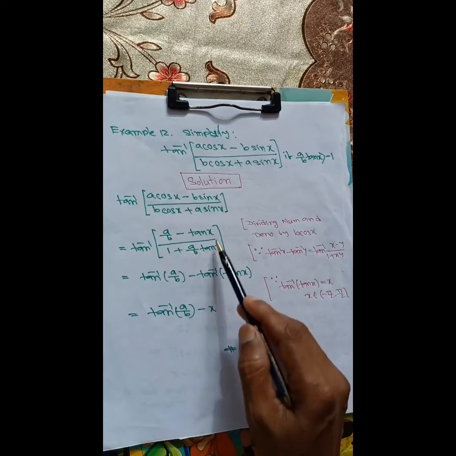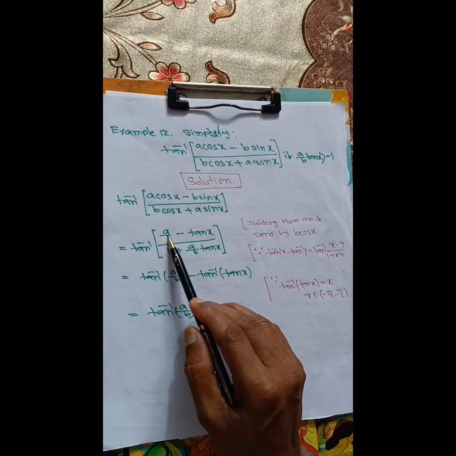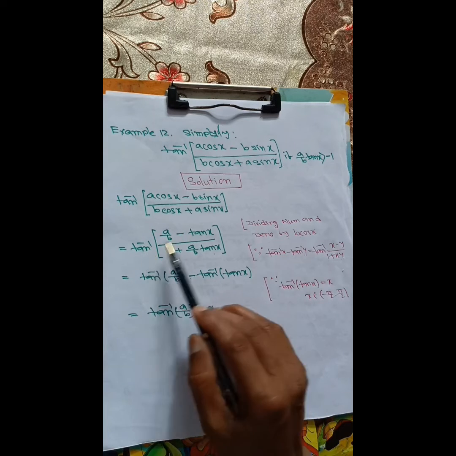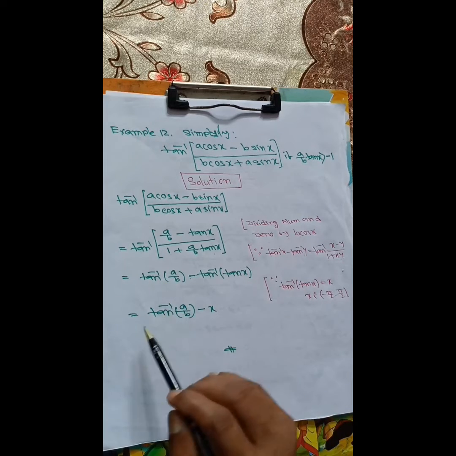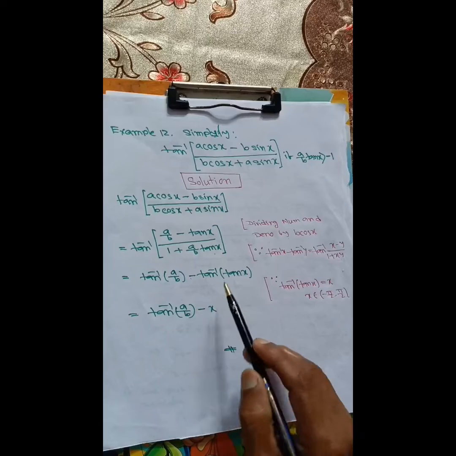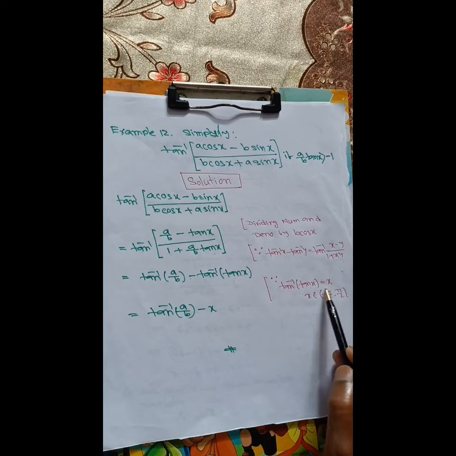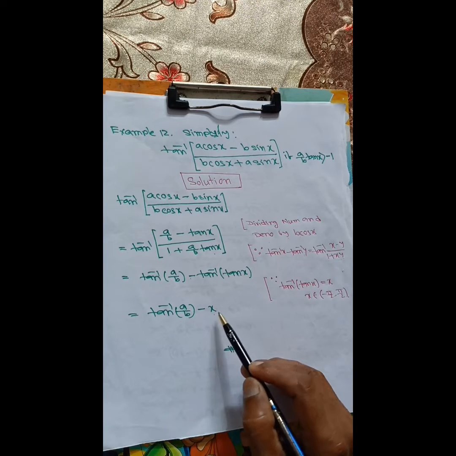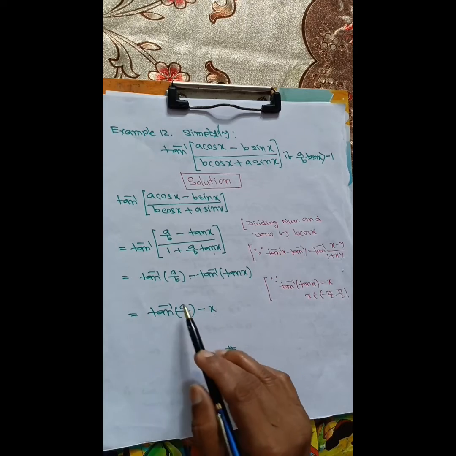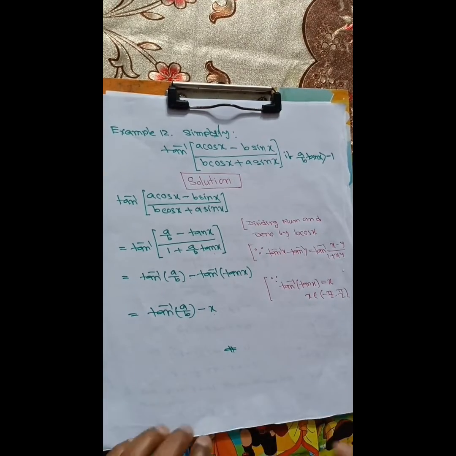So we can write this equal to tan inverse x minus tan inverse y. Here we use this formula, then we get tan inverse a by b minus tan inverse tan x. Then tan inverse tan x is equal to x. So the simple answer is tan inverse a by b minus x. Very easy problem.